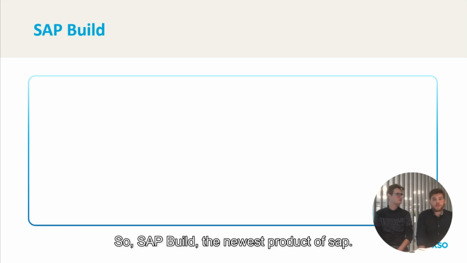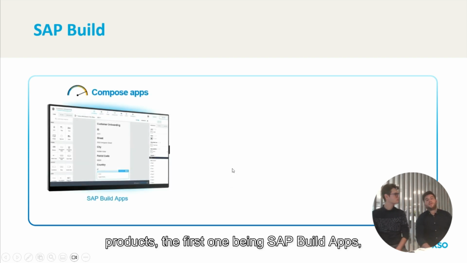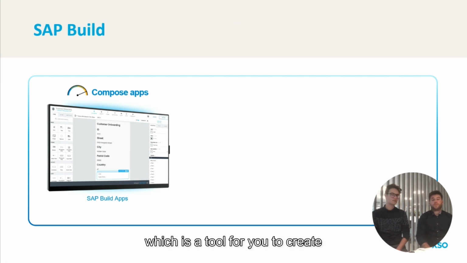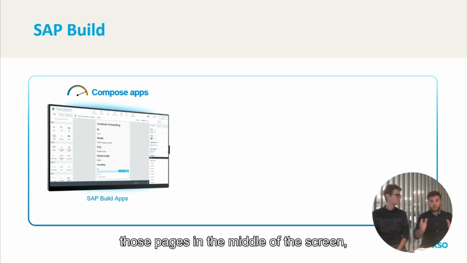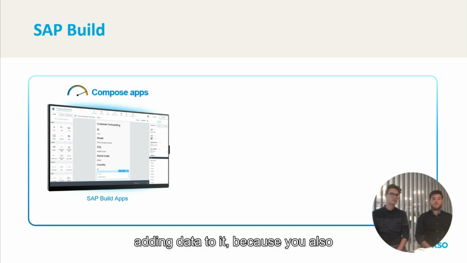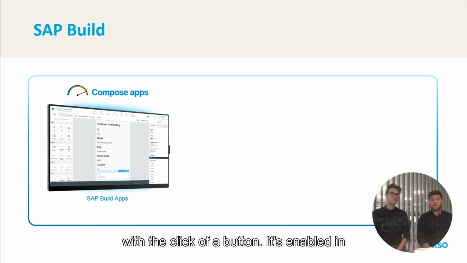So SAP Build, the newest product of SAP. It actually consists of three products. The first one is SAP Build Apps, which is a tool for you to create applications without coding. You can drag and drop components onto those pages in the middle of the screen, where you can start creating pages and adding data to it. You also have a data tab where you can define where your data comes from and configure the authentication. Actually, the BTP authentication is there with the click of a button. It's enabled in those apps. So it's a very easy tool for you to create your applications.